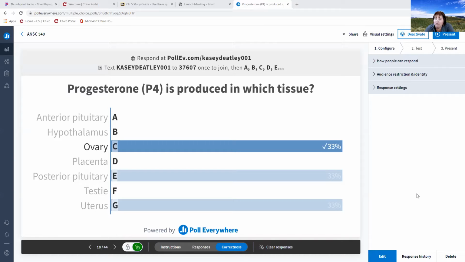So what are some other cool things that you guys learned about progesterone last week? Do you know some of its target tissues? We know where it's produced from, but what other tissues does it target?